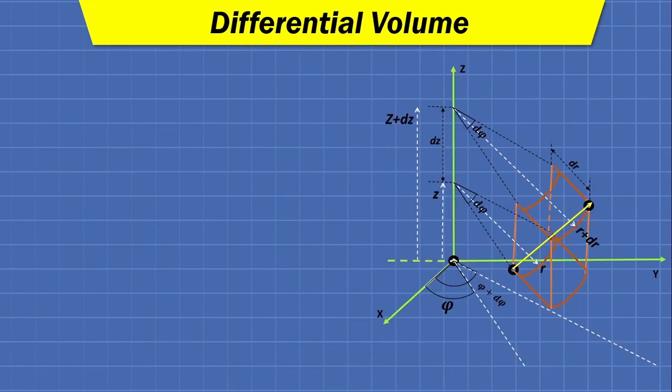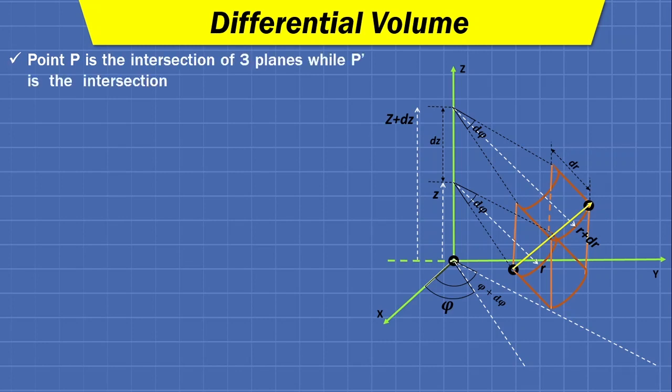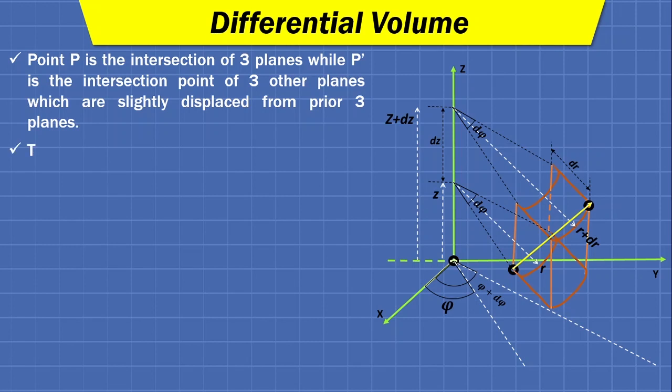And last, the differential volume. I have enlarged this differential element in the cylindrical system. Point P is the intersection of three planes, while P prime is the intersection of three other planes which are slightly displaced from the prior three. And these six planes together define a volume.